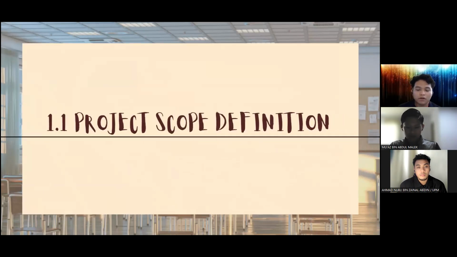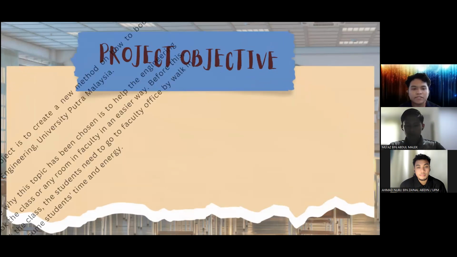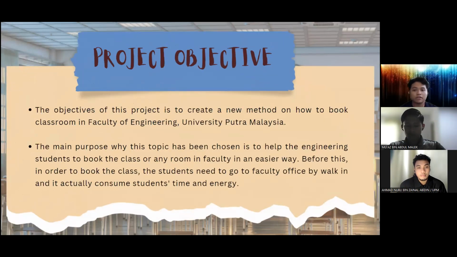So, our project scope definition. The project objective is to create a new method of booking classrooms in the Faculty of Engineering, Universiti Putra Malaysia. The main purpose of choosing this topic is to help engineering students book a class or any room in the faculty in an easier way.